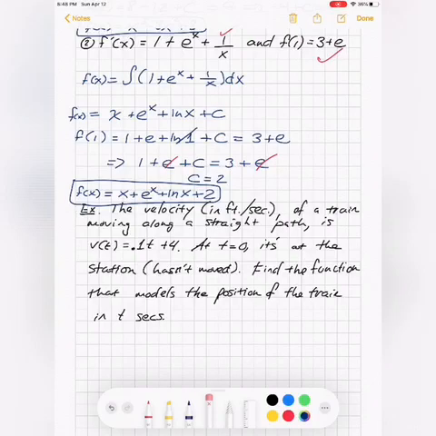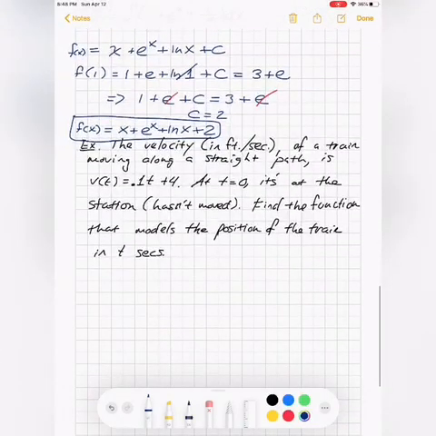The velocity in feet per second of a train moving along a straight path is given by v of t equals 0.1 t plus 4. At t equals 0, it's at the station. In other words, it hasn't moved. Find the function that models the position of the train in t seconds.